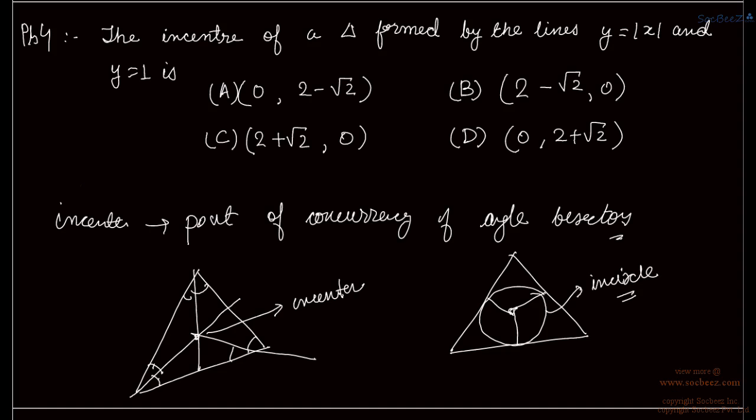So we have to find the incenter of a triangle which is formed by the line y is equal to mod x. Actually this is two lines, which are y is equal to x and y is equal to minus x. And the third line is y is equal to 1. So we have the three sides of a triangle.